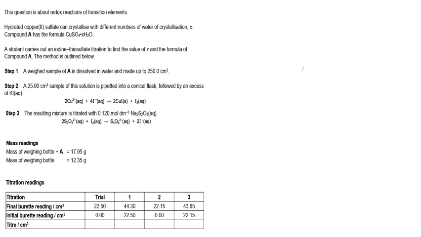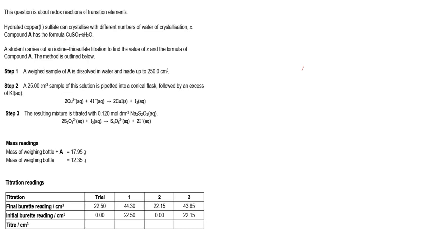So this worked example is a redox titration using copper as the transition element, and we're starting off with hydrated copper sulphate. Here it is, and as you can see we've got an X in there, and the whole question is really about finding X. How many molecules of water are in the crystalline structure of hydrated copper sulphate?